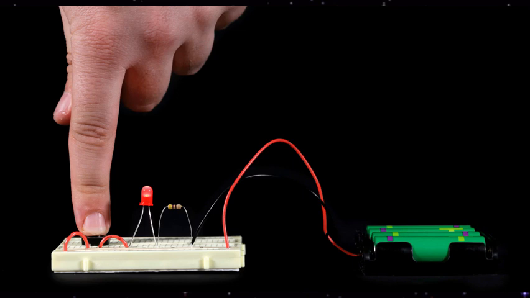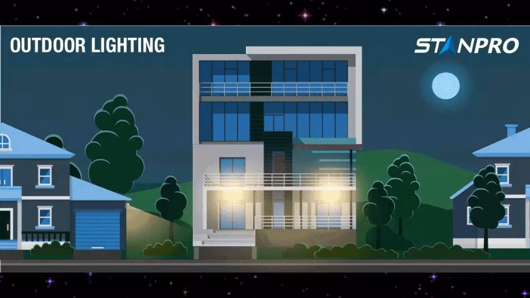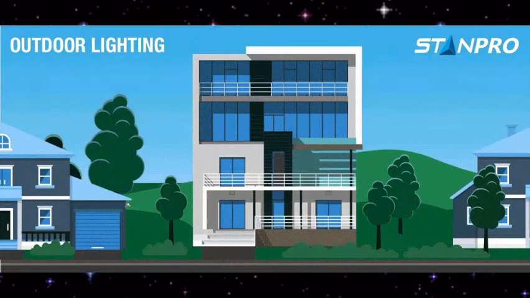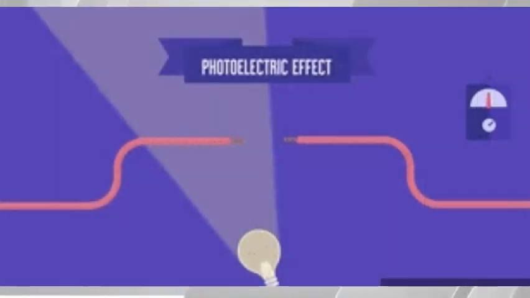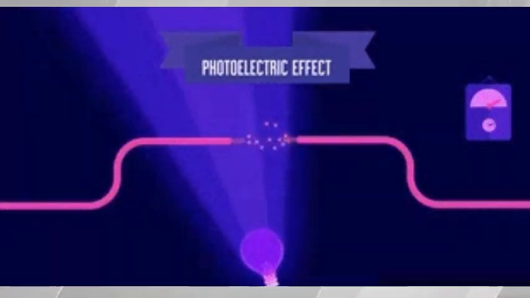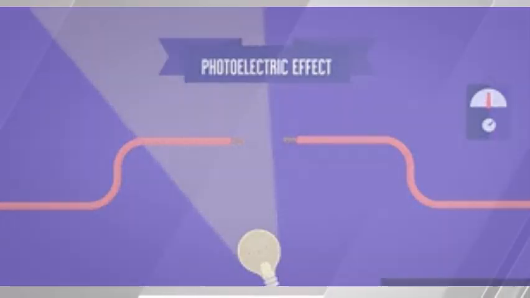Now, this simple change in resistance is what makes the photocell incredibly useful in all sorts of applications, from turning on your garden lights at dusk to adjusting the brightness on your smartphone screen.